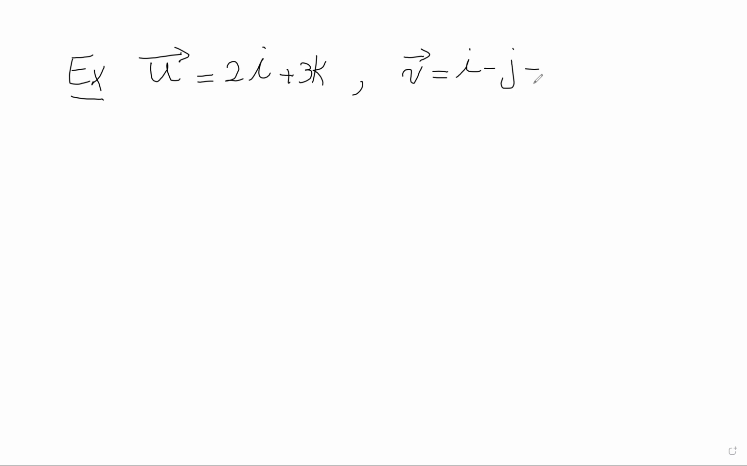Okay, so we continue with one more example regarding the calculation of the cross product of two vectors. Suppose U is the following vector, 2i plus 3k, and V is the following vector, i minus j plus k.